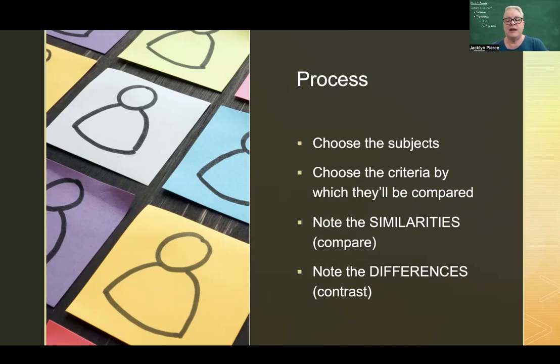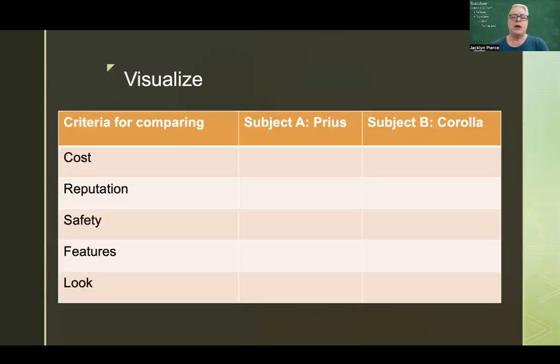And if you're looking at things that are very different on the surface, you're going to probably focus more on the similarities so that you can showcase those in the compare part. So typically when we write comparison contrast, we do both. We look at how they are similar and we look at how they are different, but we may focus more on one than the other.